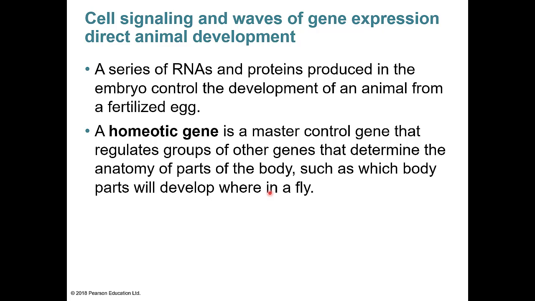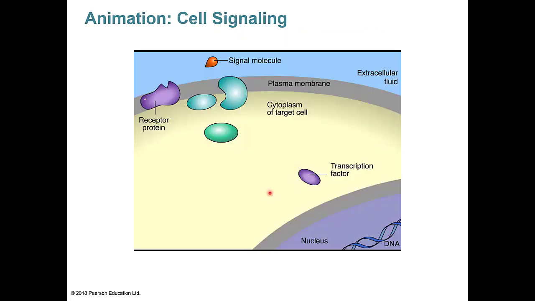So these are genes that boss other genes around. These other genes are sometimes referred to as switches. And so we have switches that turn on genes, and then we have Hox genes that tell switches what to do. Here we'll see an animation about cell signaling. How does the information get into the cell to tell that cell what genes to turn on and off?